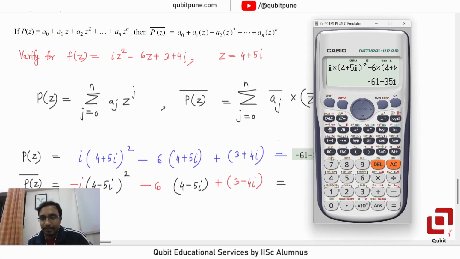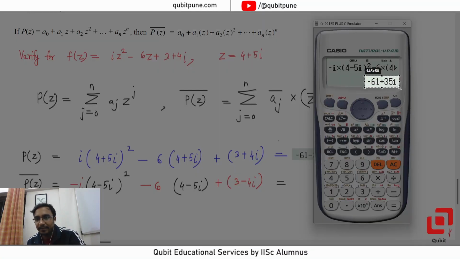Let's see. What change will we make in 3 plus 4i? 3 minus 4i. Then 4 plus 5i becomes 4 minus 5i. Minus 6, no change. 4 plus 5i squared becomes 4 minus 5i squared. I becomes negative i. So everything has been complex conjugated, right? See what result we got. Negative 61 plus 35i.